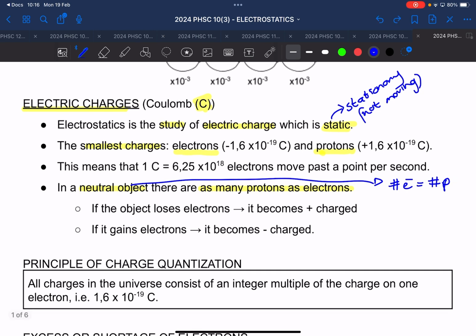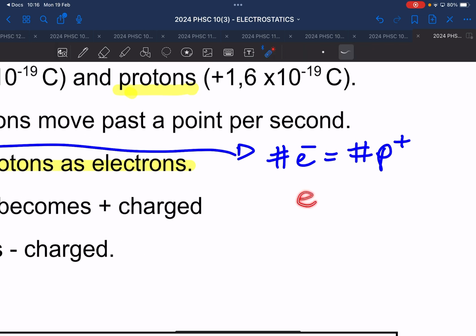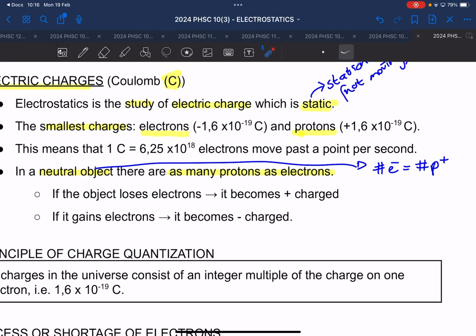Have you seen those symbols before for an electron and proton? Never! Oh my goodness. So an electron is the E with a dash there, which means it's negative. And a proton is the P with a plus for positive. When an object loses electrons, then it becomes positively charged, because it lost negative things, so then there are more positive things. When an object gains electrons, it becomes negatively charged.